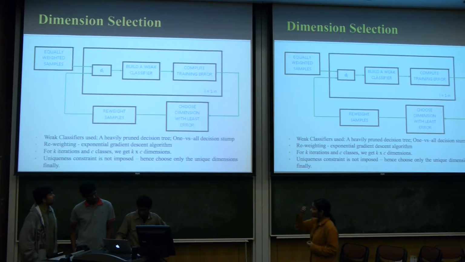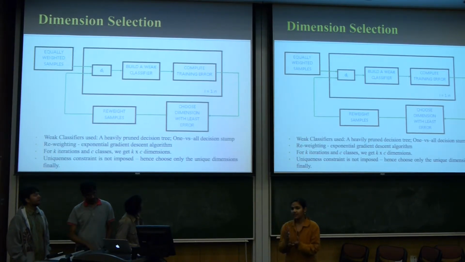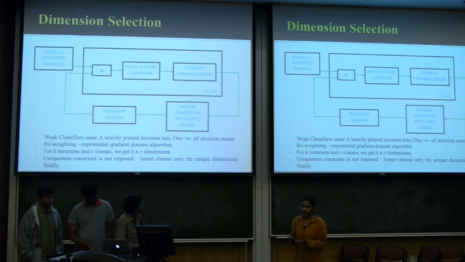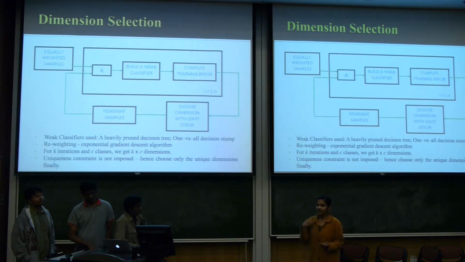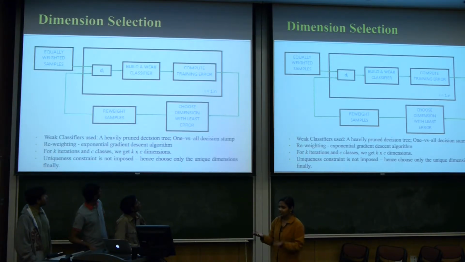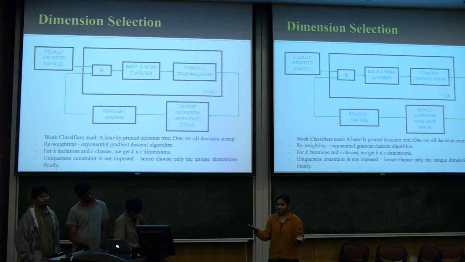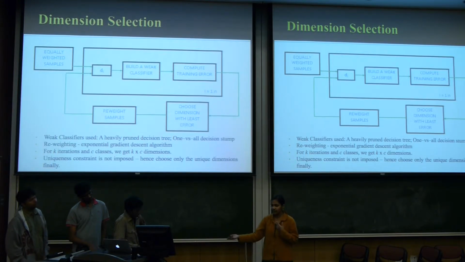Our dimension selection algorithm works as follows. It's very similar to AdaBoost. The motivation behind the algorithm was AdaBoost. Instead of selecting classifiers, we try to select features. We have equally weighted samples initially. Take each dimension of the feature, say if it's LBP plus HOG, so you have 265 features, 256 plus 9, right?